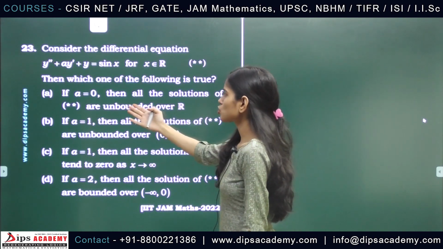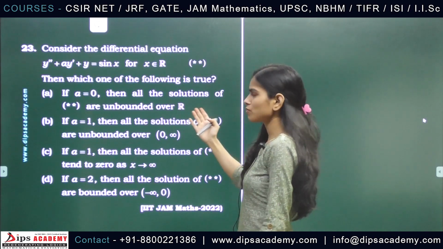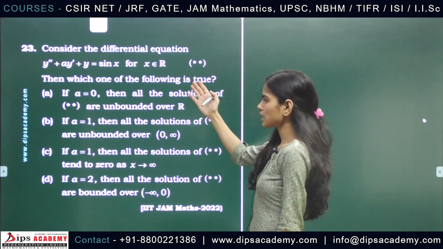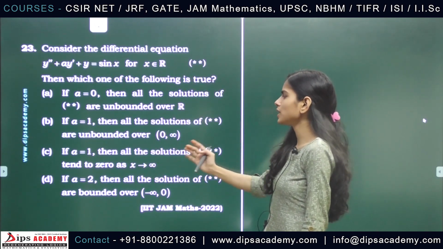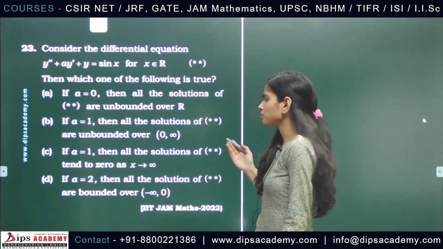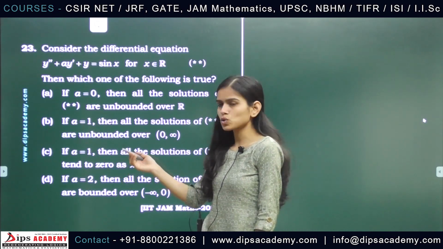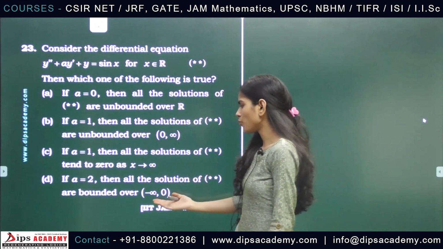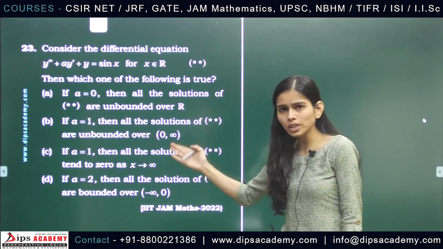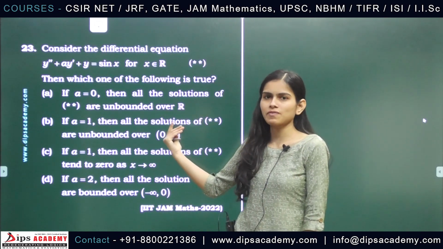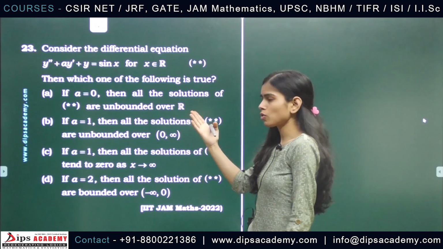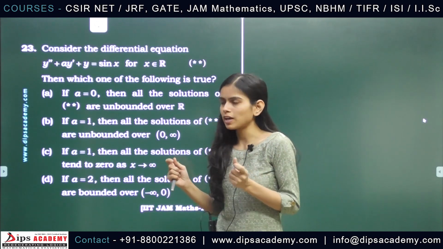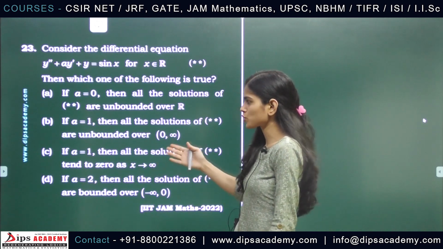In the first option, we are given that if a is 0, then all the solutions are unbounded over R. If a is equal to 1, then all the solutions are unbounded over 0 to infinity. If a equals 1, then all the solutions tend to 0 as x tends to infinity. And when a equals 2, all the solutions will be bounded over R. In all the options they are talking about all the solutions, so we discard options that only hold for particular solutions, by giving the arbitrary constants particular values.